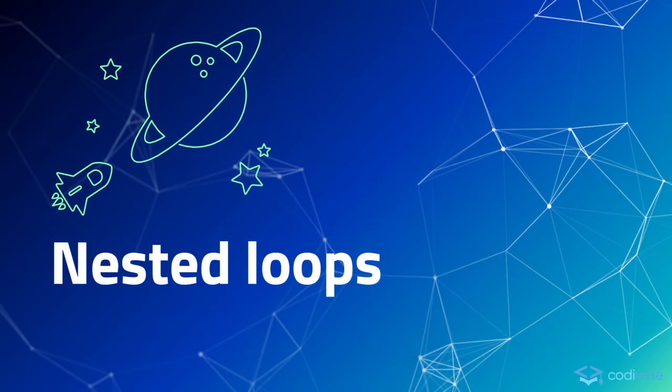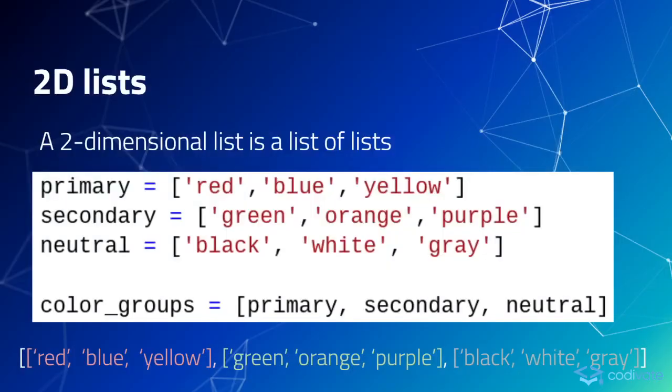So the last topic for the day is nested loops. Nested loops are used to loop through items in two-dimensional lists. So before we get to nested loops, let's talk about what two-dimensional lists are. Basically, a two-dimensional list, or a 2D list, is a list of lists. Here in our example, we have some regular lists that have some strings. The primary list has red, blue, and yellow, and we also have other lists that have strings. And this color groups list is the two-dimensional list, because inside this list, we have a bunch of lists. You can basically think of a two-dimensional list as a list of lists.